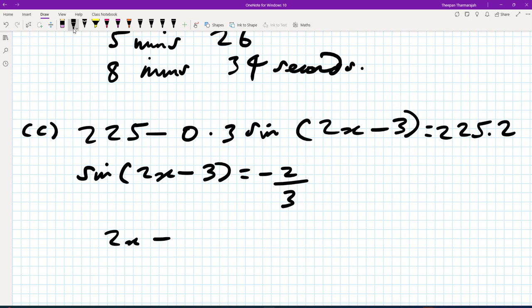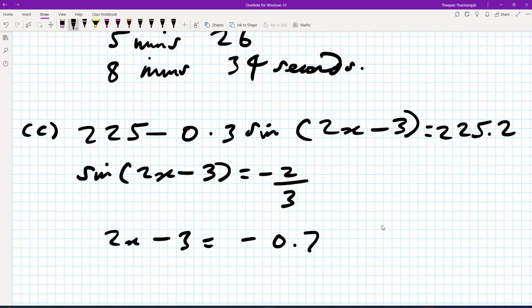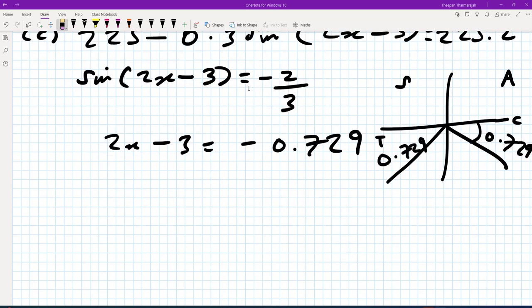So we can arc sine that now. So we can say arc sine minus 2/3. Make sure you're in radians mode. Gives me minus 0.729. So our first solution is minus 0.729.